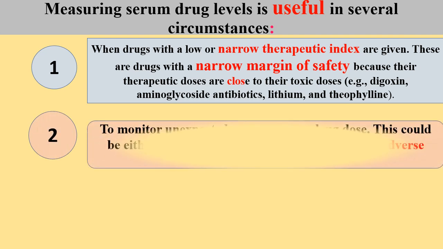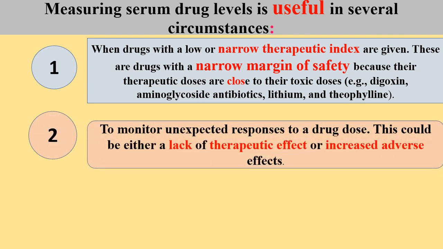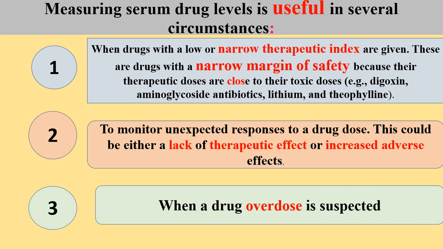And the second one is to monitor unexpected response to the drug. So the safety margin or the therapeutic index can help us to explain an unexpected response to the dose, and this could be either a lack of therapeutic effect or increased adverse effect. The third one is that by measuring serum drug level we can suspect an overdose, which may be toxic.